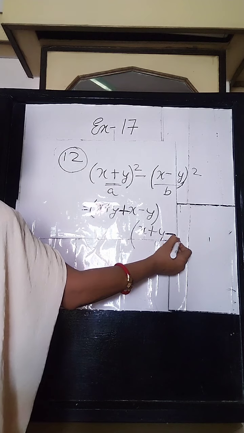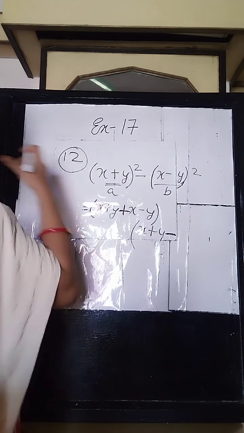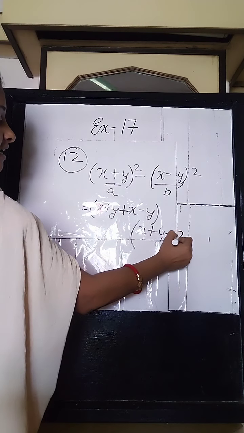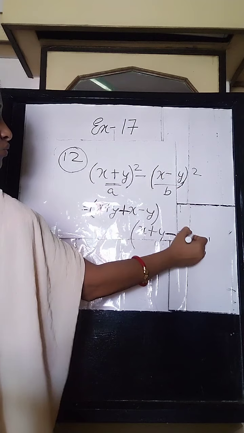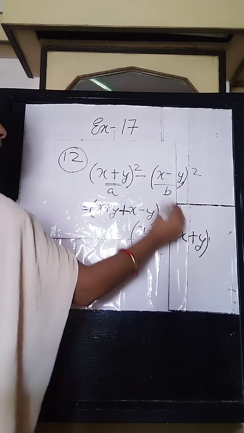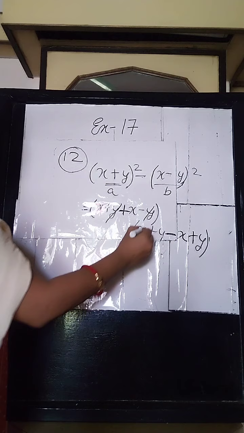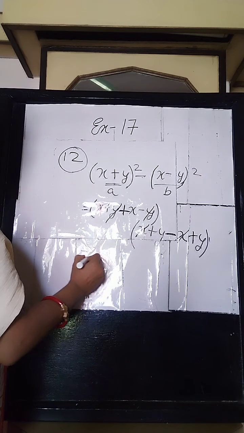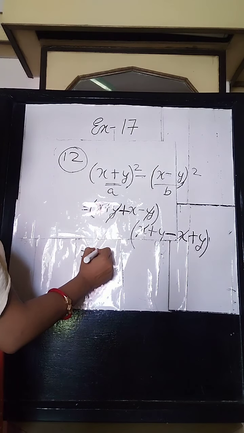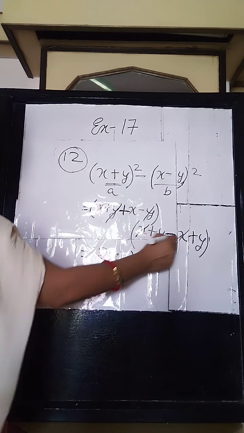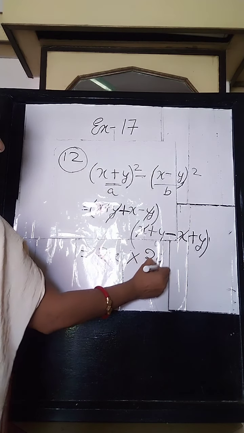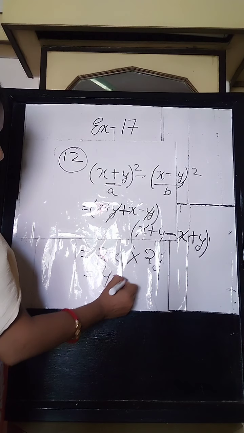While you write minus, the sign of the variables inside the bracket will change. Plus x will become minus x and minus y will become plus y. Why? Because minus into minus will become plus. Now you have to do certain calculations: plus y and minus y get cancelled, and plus x and minus x get cancelled. From the first bracket we are getting x plus x, that is 2x. From the second bracket we are getting y plus y, that is 2y. So our answer for this sum is 4xy, 4 into x into y.